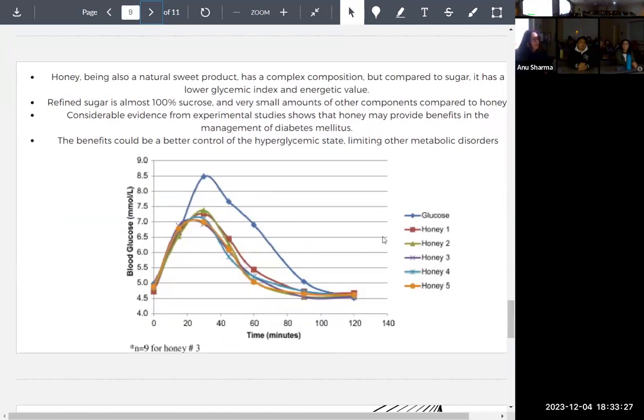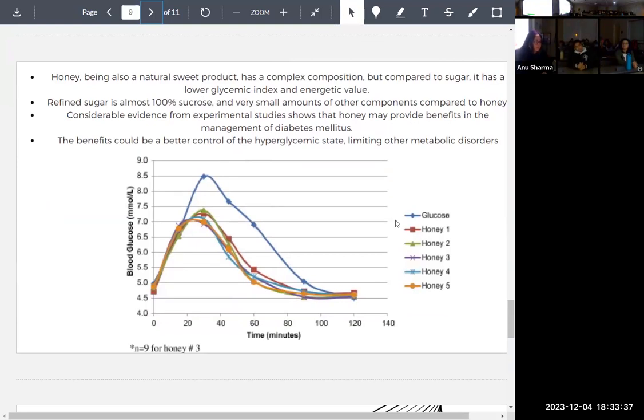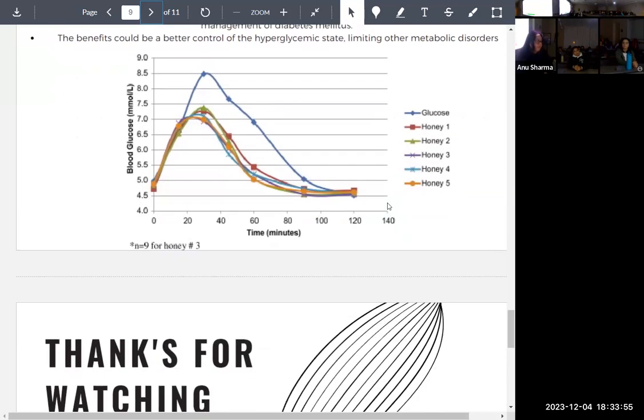Honey, being also a natural sweet product, has a complex composition, but compared to sugar, it has a lower glycemic index and energetic value. Refined sugar is almost 100% sucrose and very small amounts of other components compared to honey. So in this chart here, we show how high glucose is, and honey is significantly lower. So if you do know anybody who does struggle with their sugar levels, something like honey might benefit them.